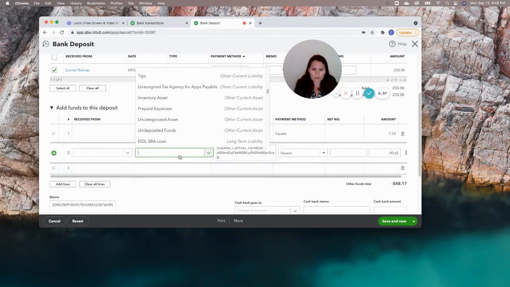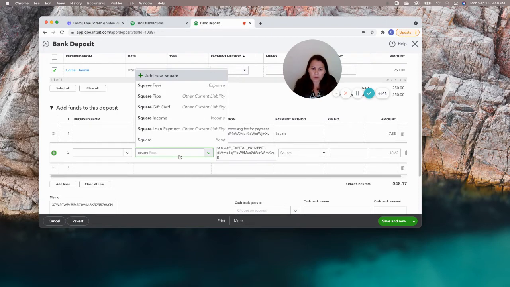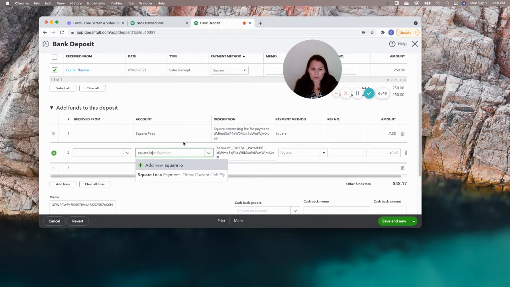And you can even type over here. Sometimes it's easier just to type Square loan. Okay, so Square loan payment. So that's where this one is going to go. If I haven't made this change here, everything would go to Square fees, which is incorrect. $7.55 goes to Square fees, and this one is going into the loan payment, right? So this is lowering my liability in QuickBooks.